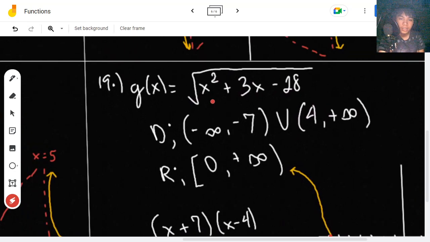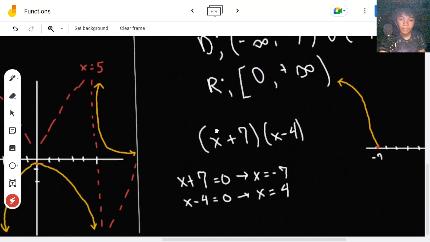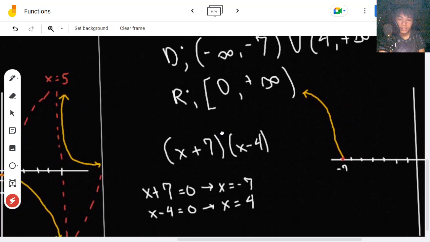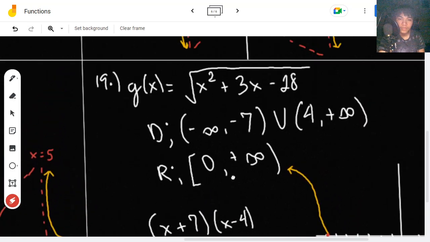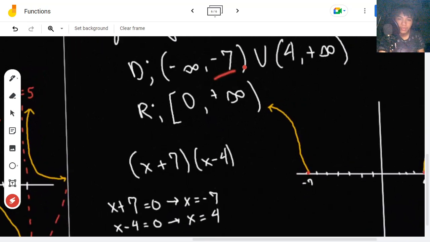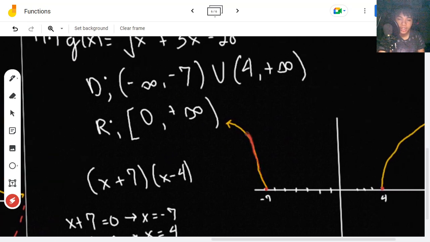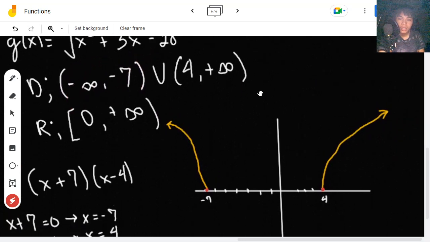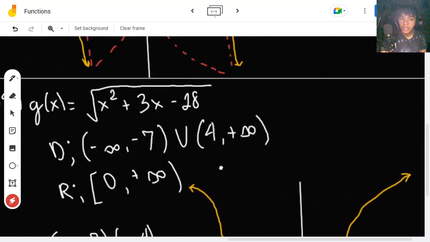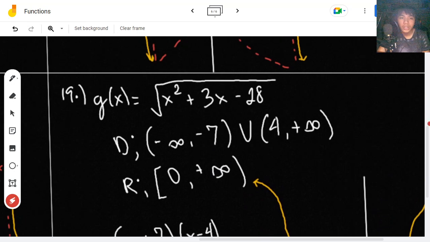In the range, again, the square root function cannot be negative, which is why we're starting at 0 to positive infinity. Again, to find the intercepts, we have negative 7 and 4, based from the domain. And from here, it approaches negative infinity, as we can see here. And from this part of the function, it is from 4 to positive infinity. See? It's right there. And I guess that's the last example I have for functions.